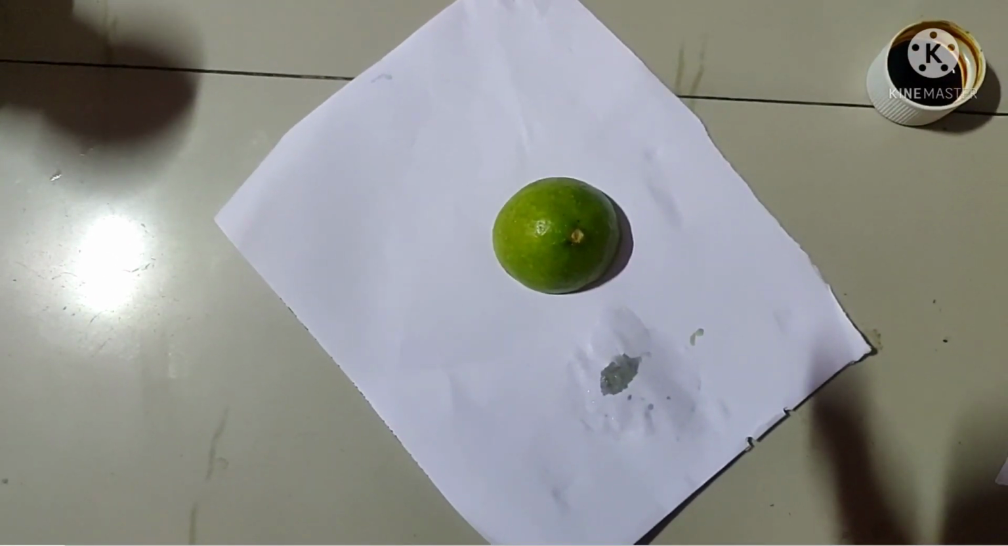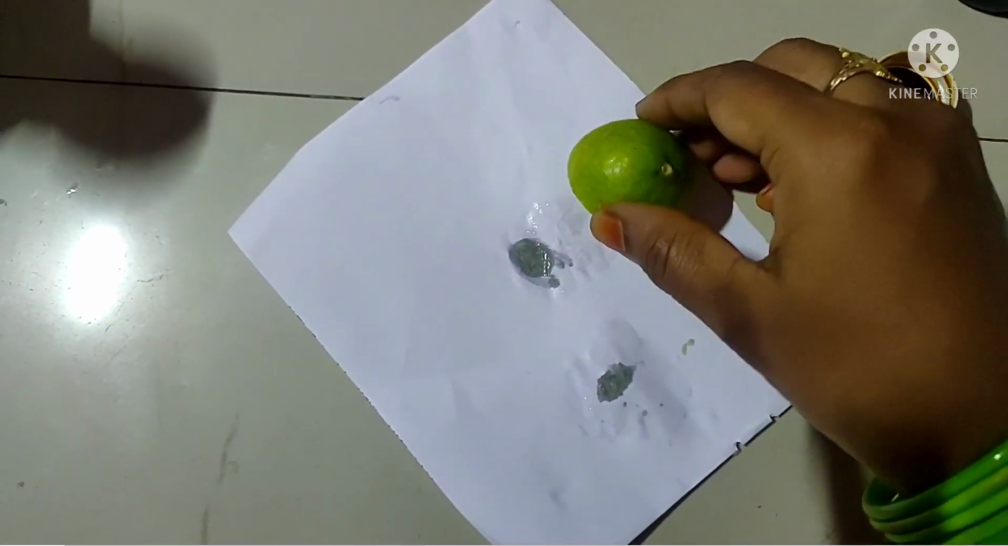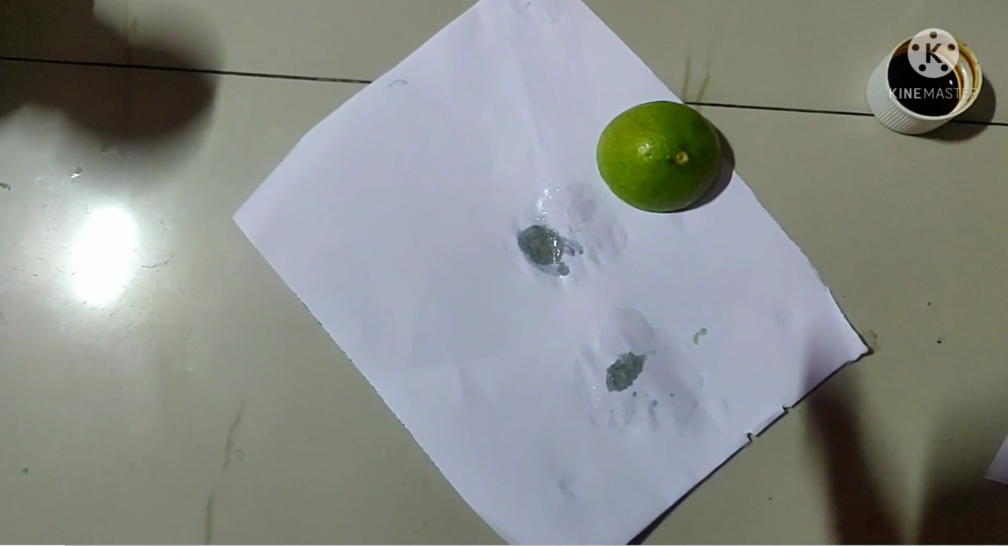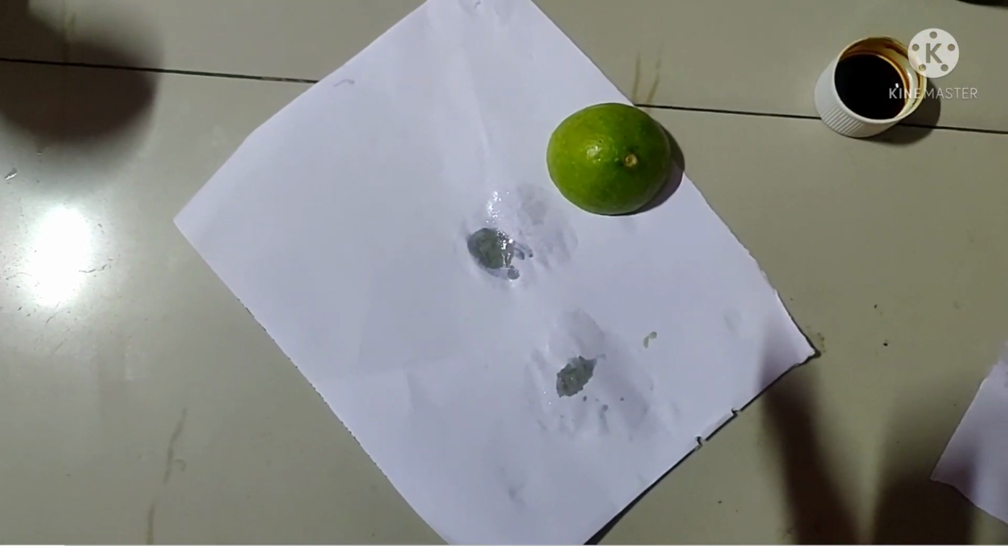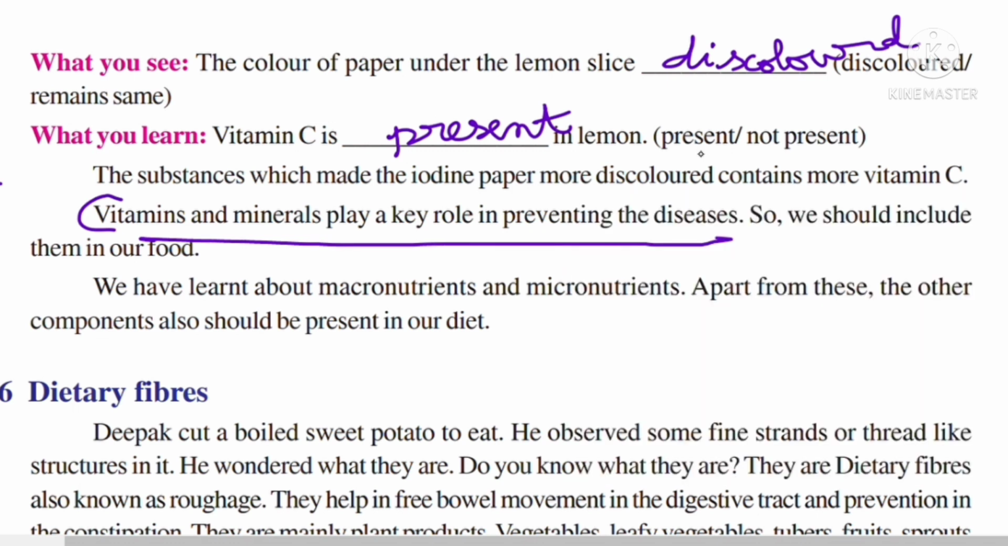Vitamins and minerals play a key role in preventing diseases. Vitamins and minerals play a major role in preventing diseases. So we should include them in our food.